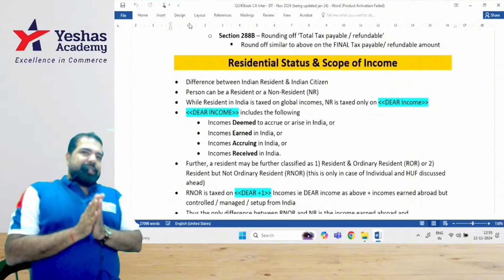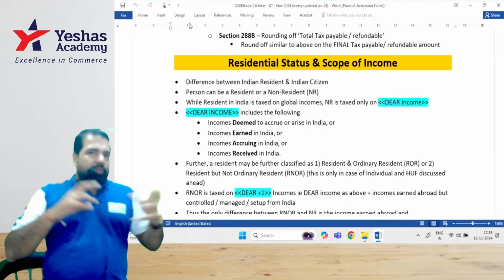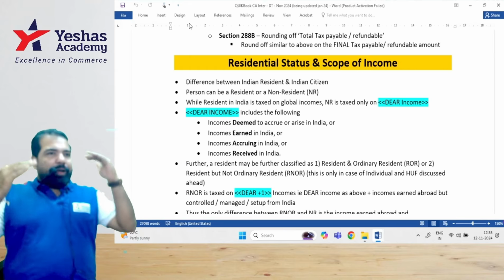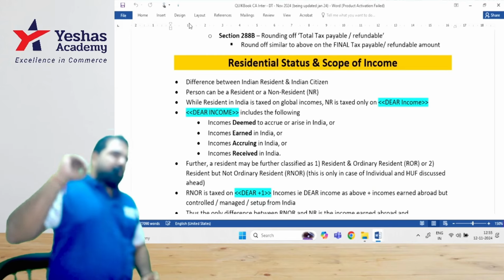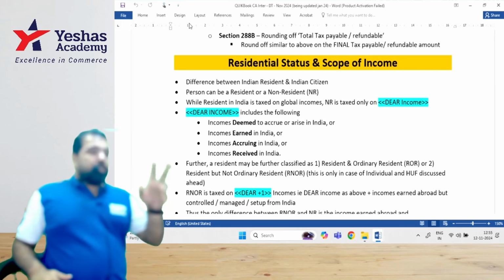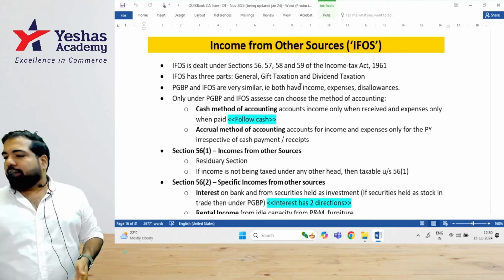Yes, remember, guys, in the exam, they will give you an individual. They will give you some days of stay in India. Go by one question, answer it. Don't jump to any conclusion. And then once you figure his residential status, they'll give you 5-6 incomes. And this question could be 7 marks.